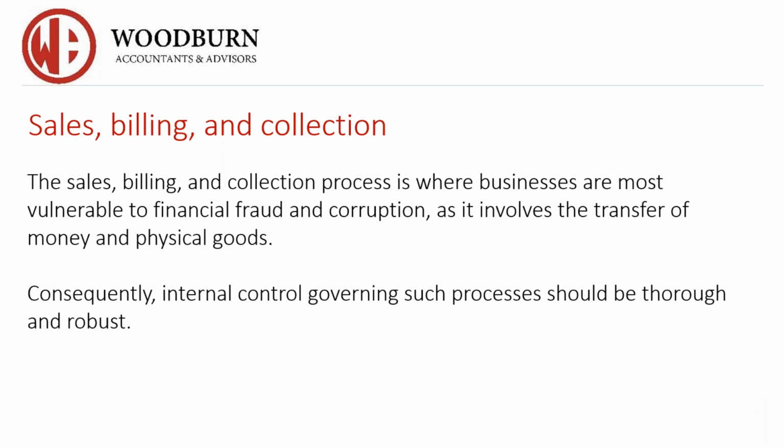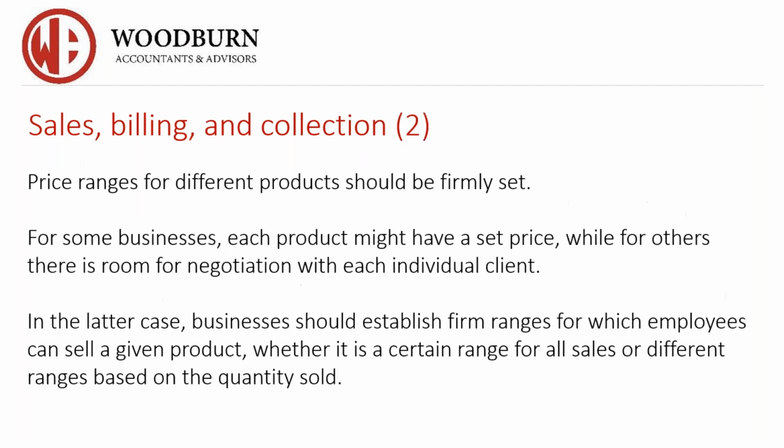So the first item I want to look at is sales, billing, and collection. And for me, this is really probably the biggest area where fraud or corruption could occur, because you're not only dealing with the physical transaction of goods, but also of money. So you need to have a robust and rigid internal policy created. Now, you might be thinking, in what way? Well, just very simply, similar to your head office, right?